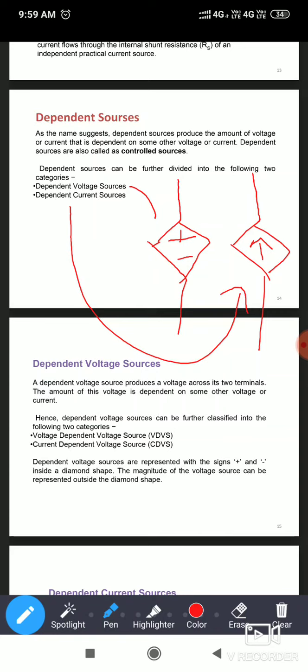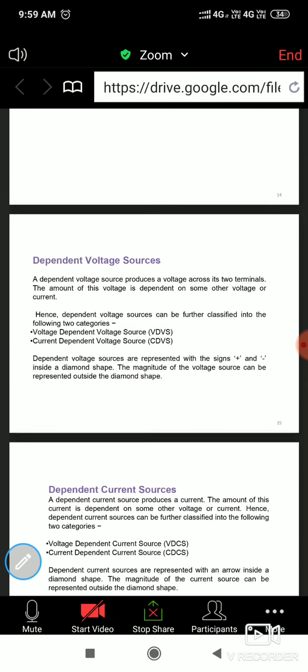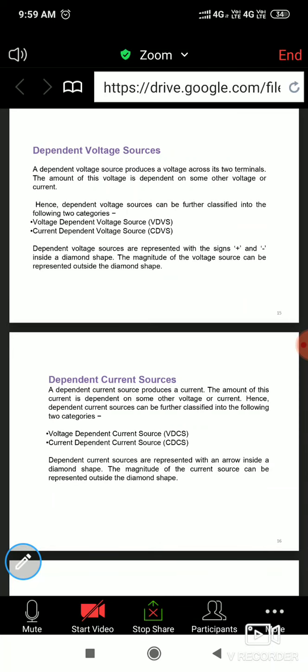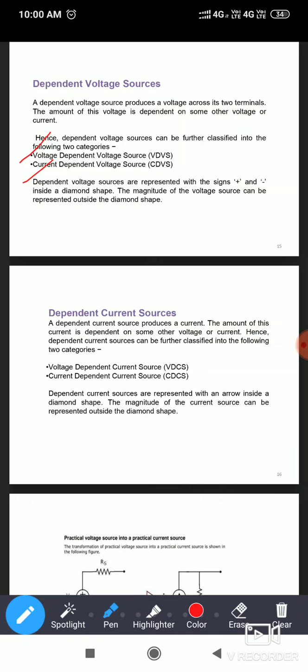Again, there are 4 types in this, that we will see. Dependent voltage source has 2 types: voltage dependent voltage source and current dependent voltage source, that is VDVS and CDVS. So I will draw the symbol, with plus minus. Now which source is this? A dependent voltage source. But what does its value depend on? If it depends on voltage, we call it a voltage dependent voltage source. If it depends on current value, then we call it a current dependent voltage source.